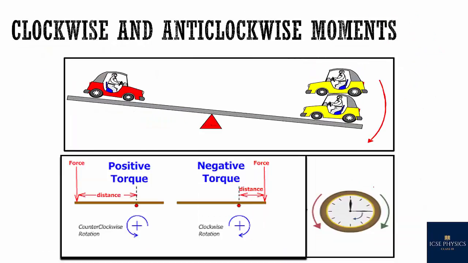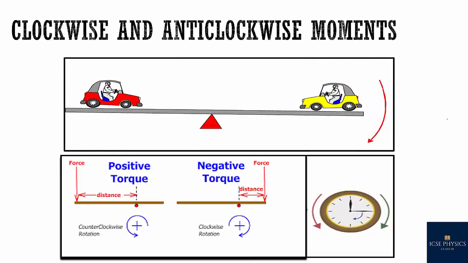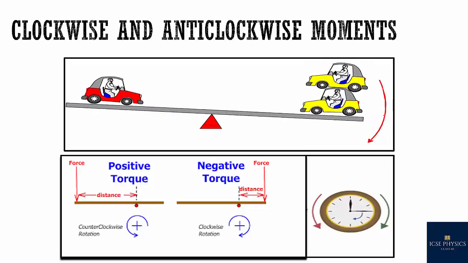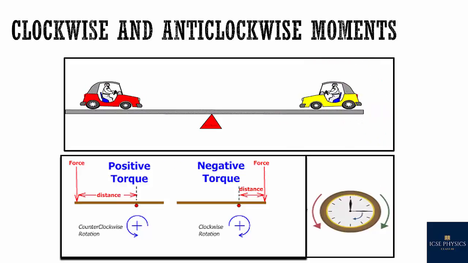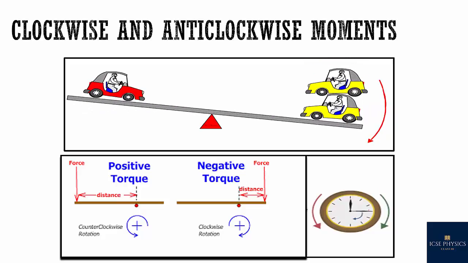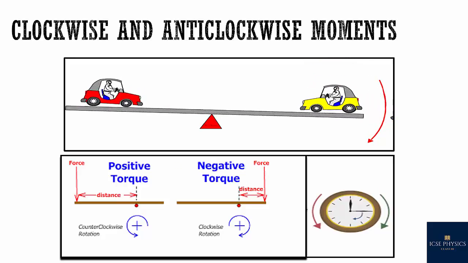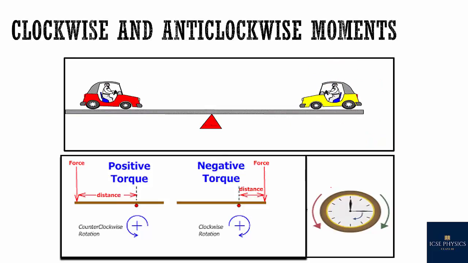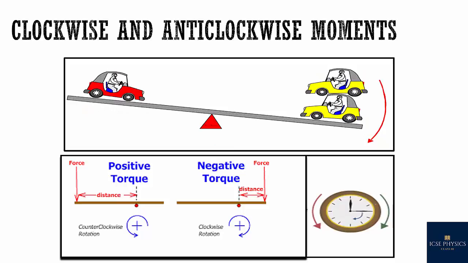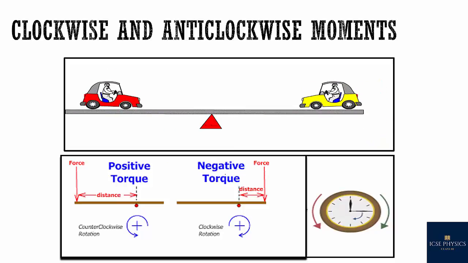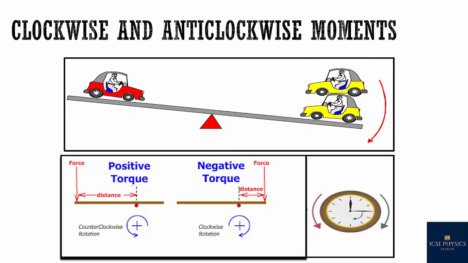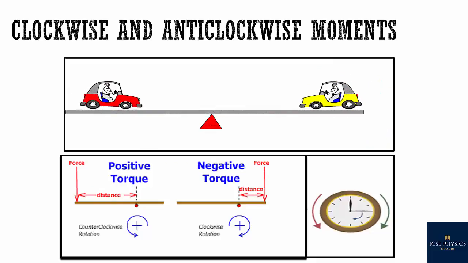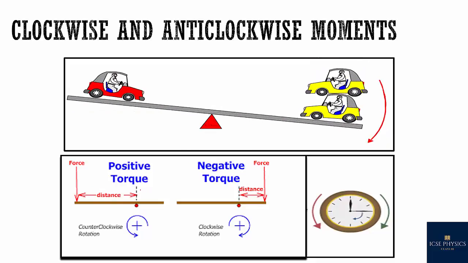Now what is clockwise and anti-clockwise moment? As you can see, if the rotation is in this direction, in the clock direction, then it is a clockwise moment. And if the direction is opposite, it is known as an anti-clockwise moment. If the direction is clockwise, then it is a negative torque or negative moment. And if it is anti-clockwise, then it is a positive torque or positive moment.